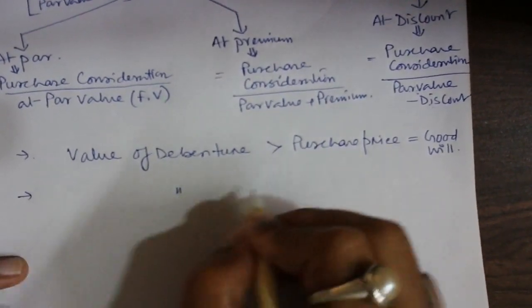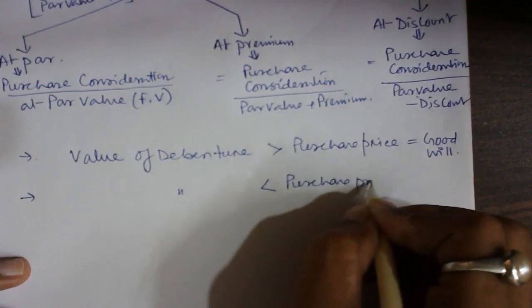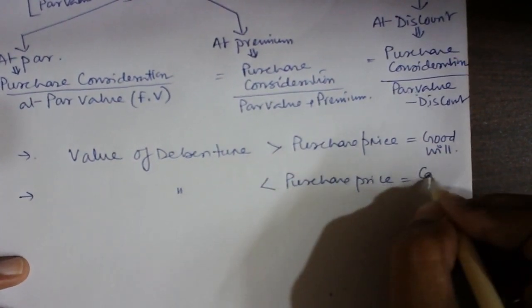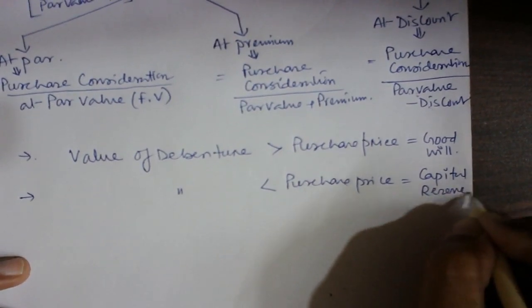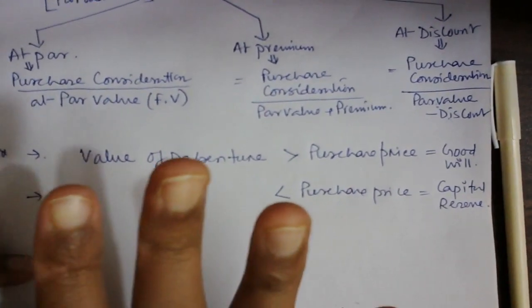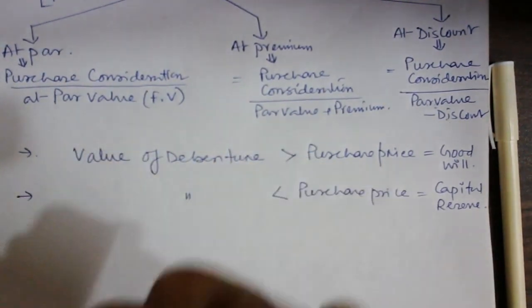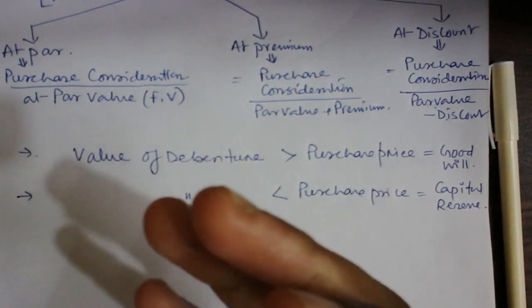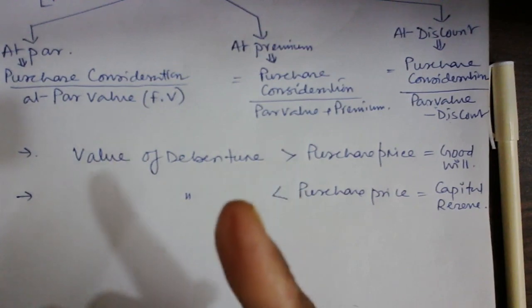And when the value of debenture is less than the purchase price, it is capital reserve. Okay, a simple meaning. Suppose you are getting less, correct? You are getting less, but you are paying more. Suppose you are getting 5 rupees of thing, but you paid them 8 rupees, 3 rupees extra.